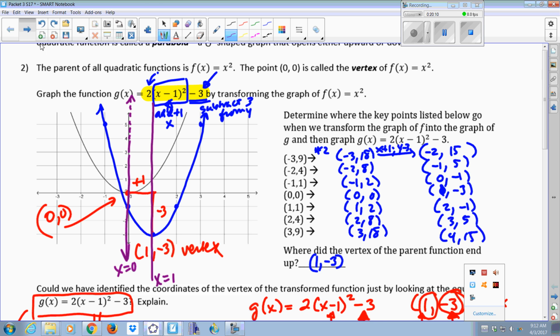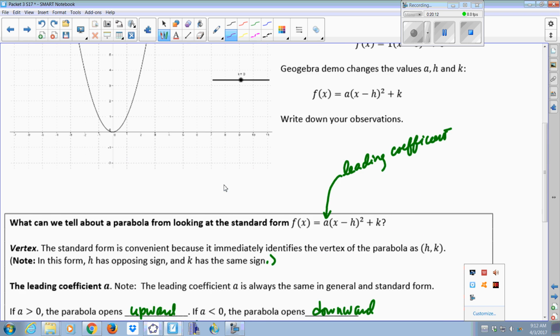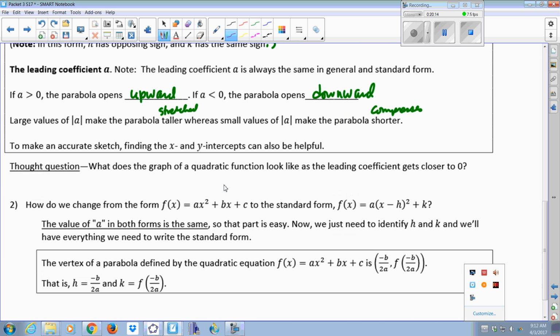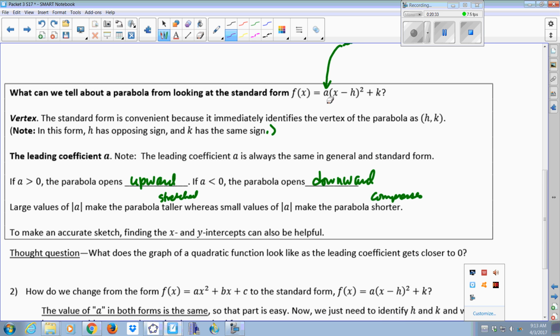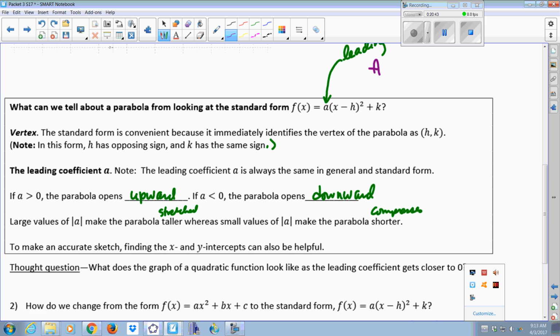All right, so we've got these ideas now, and we want to put them all together. We've got the vertex. We want to know a little bit about how to deal with the x and y intercepts and this line of symmetry. So what does a graph of a quadratic function look like as the leading coefficient gets closer and closer to zero? So regardless of what form you have, as this number right here gets closer and closer to zero, what happens to the parabola? Whether you have it in this form or imagine it in this form.